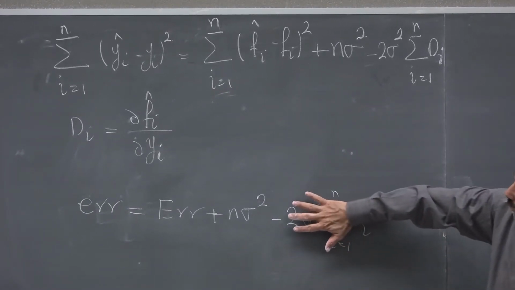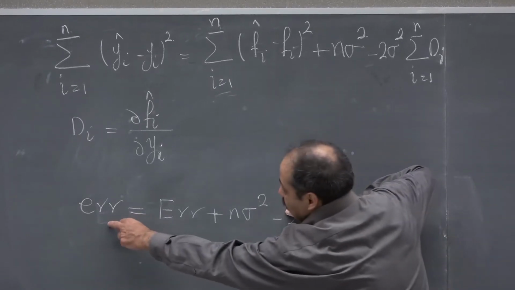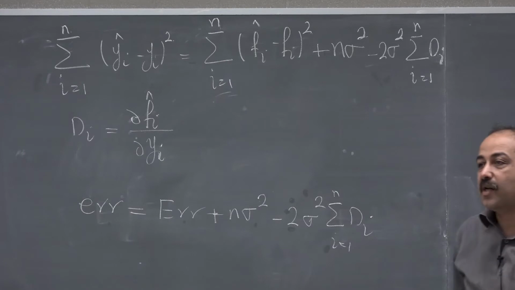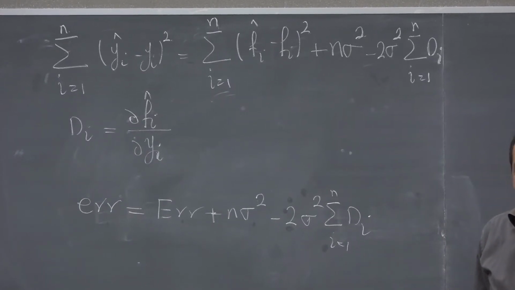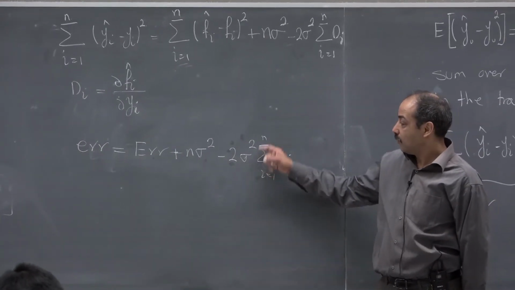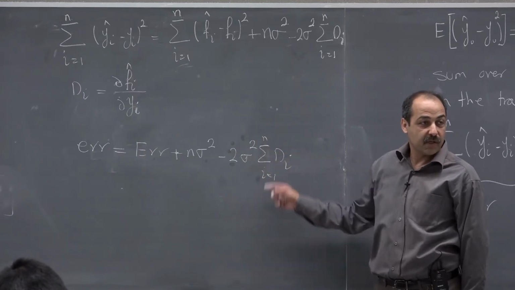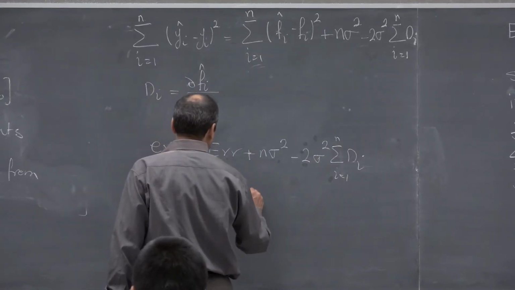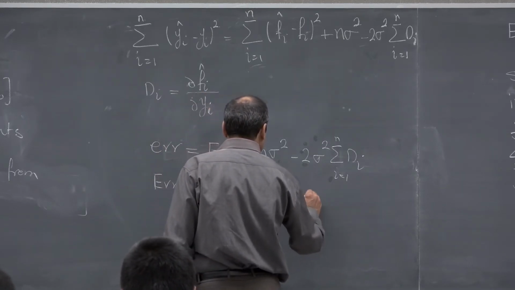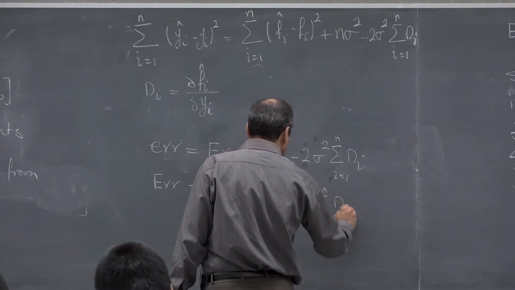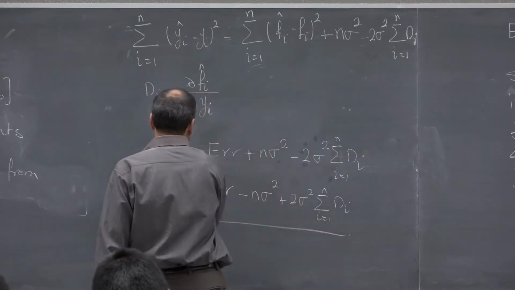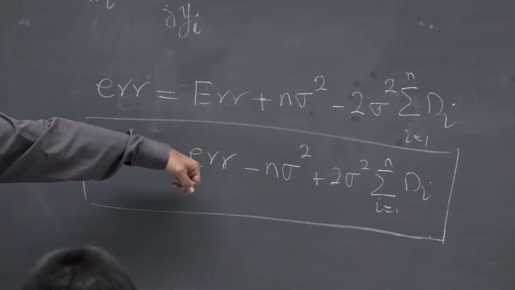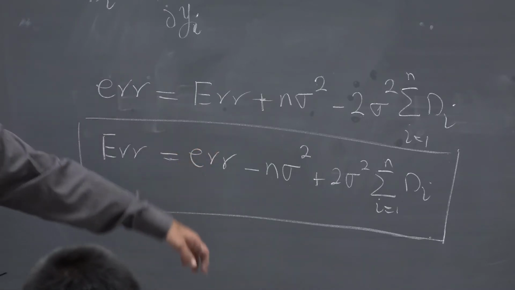This is a function of the complexity of the model. So when it was not a part of the training set, I didn't have this term. So minimizing this was the same as minimizing this, because that was constant with respect to the complexity of the model. Now I have a term which is not a constant with respect to the complexity of the model. So this goes up when the complexity goes up, right? So the true error is the empirical error minus a constant plus 2 sigma squared times a function of complexity. This is called Stein's Unbiased Risk Estimator. In short, they call it SURE, Stein's Unbiased Risk Estimator.